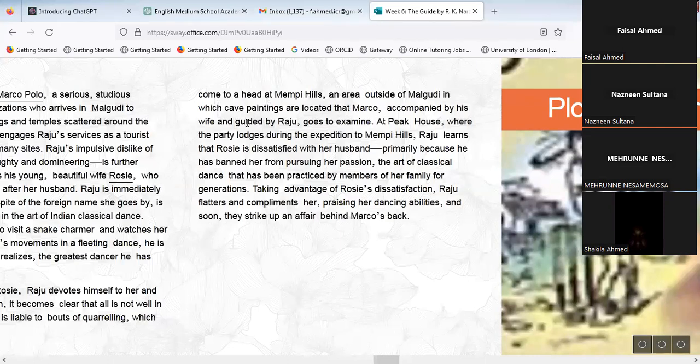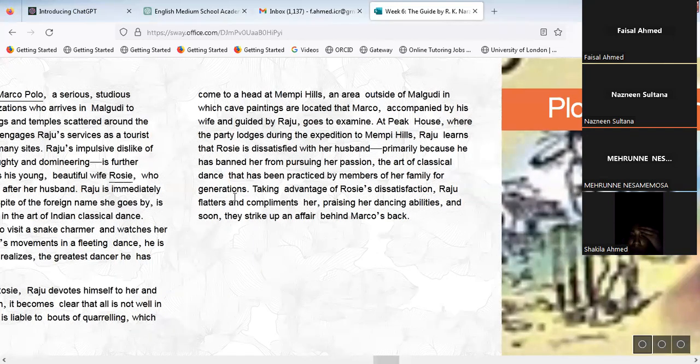outside of Malgudi in which cave paintings are located, that Marco, accompanied by his wife and guided by Raju, goes to examine at Peak House, where the party lodges during the expedition to Mampi Hills. Raju learns that Rosie is dissatisfied with her husband, primarily because he has banned her from pursuing her passion, the art of classical Indian dancing, an art that has been practiced by members of her family for generations.